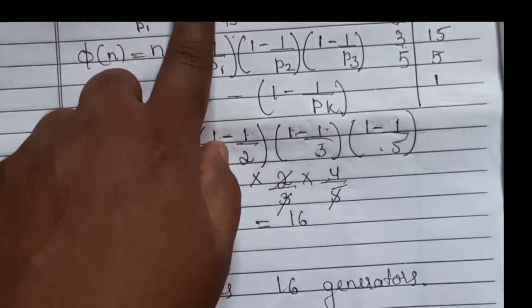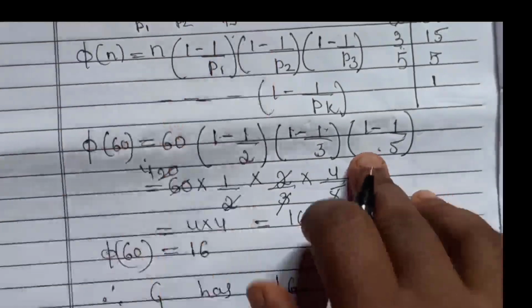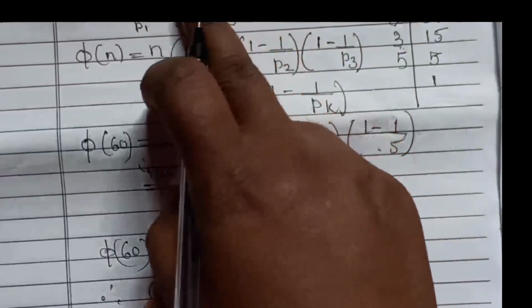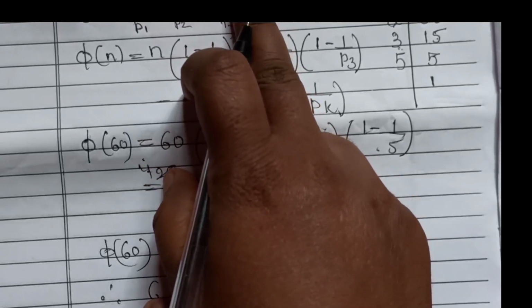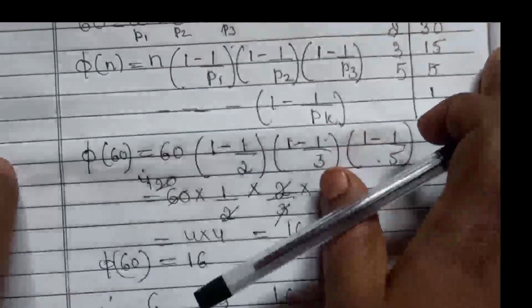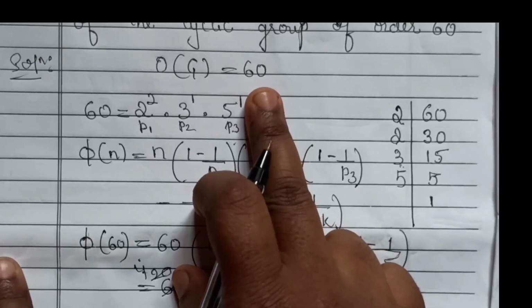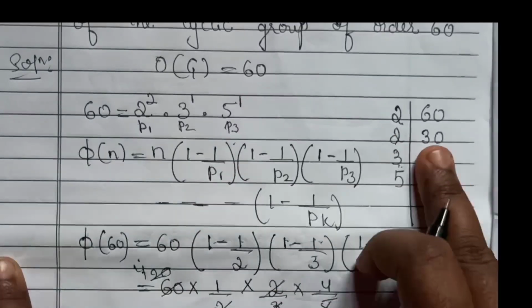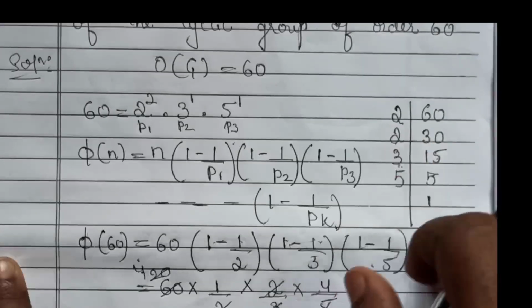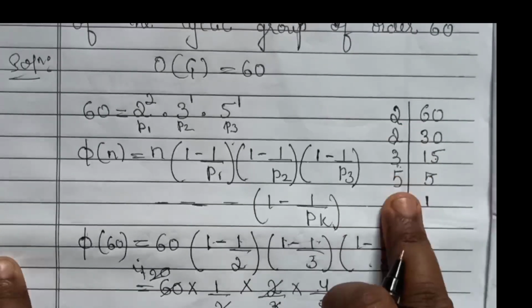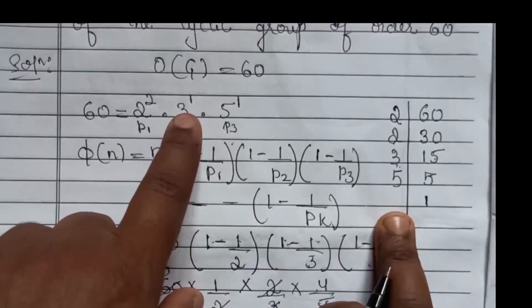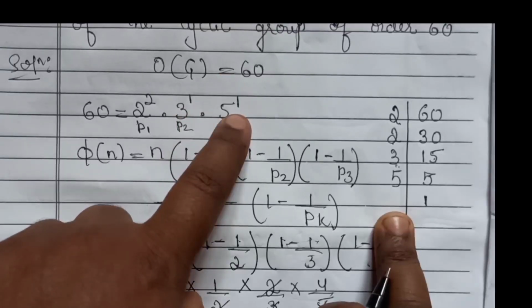Okay, once again I will explain. First we have to write the order of G. Here the order of G is given by 60. Next, 60 can be expressed in terms of prime factors as 2 power 2, 3 power 1 and 5 power 1.